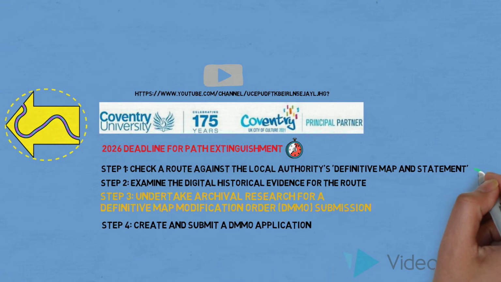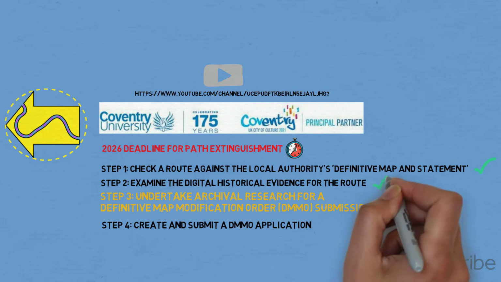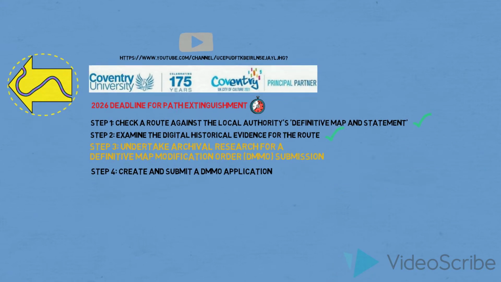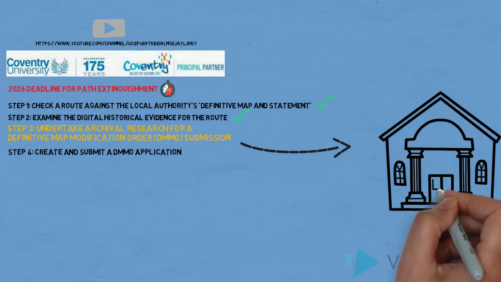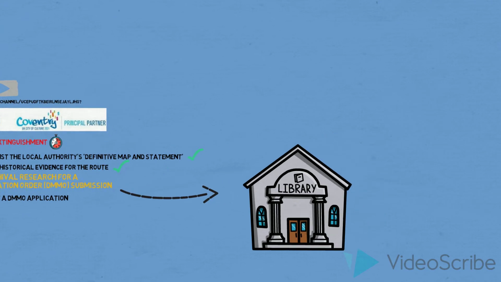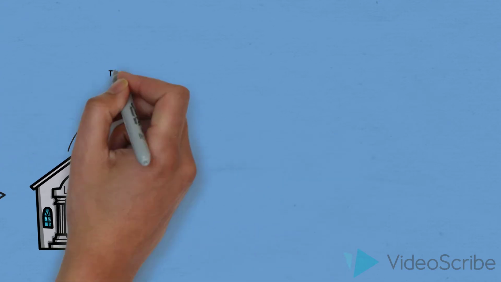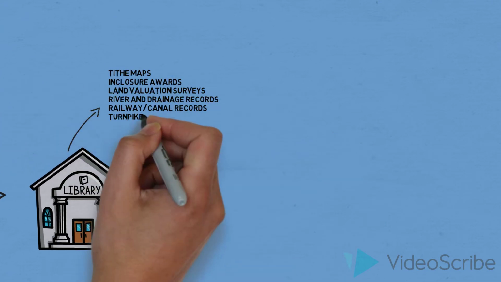Now you've made it to step 3, you've already identified an at-risk route, you've confirmed it isn't on the definitive map and statement for your local area, and have done some preliminary research using online historic maps. It's now time to find some more robust evidence to substantiate your claim. In this video, I'll briefly discuss different types of evidence and how you can use them to support your application.